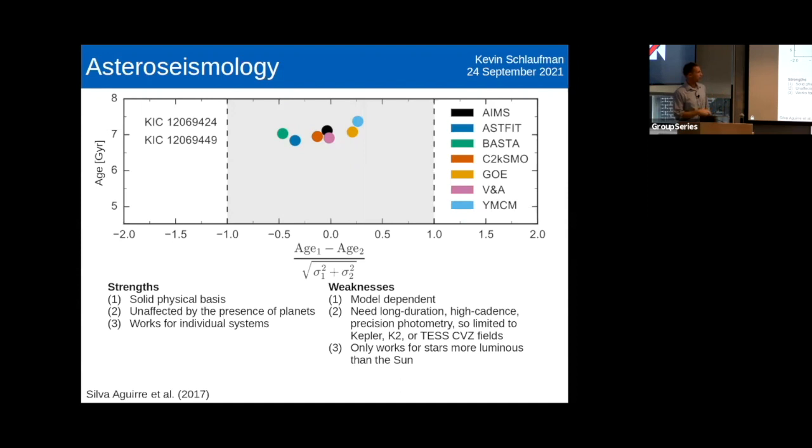This is another technique that needs long duration, high cadence precision photometry. So again, you can only do this in the Kepler, K2, or TESS continuous viewing zone. That's not the whole sky. It's not every star we'd like to do this for. And because the amplitude of the signal that we see for solar-type stars scales with luminosity, it only works for stars maybe a little bit brighter than the sun. If you want to do this for a late G or K dwarf in the light curve, you're going to have a difficult time.